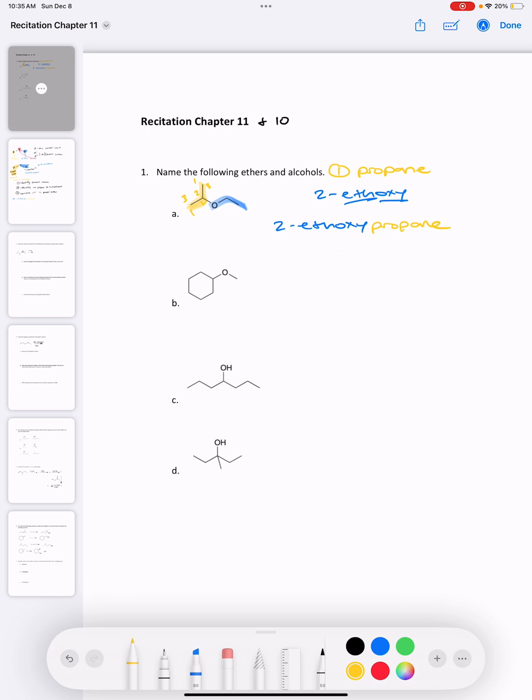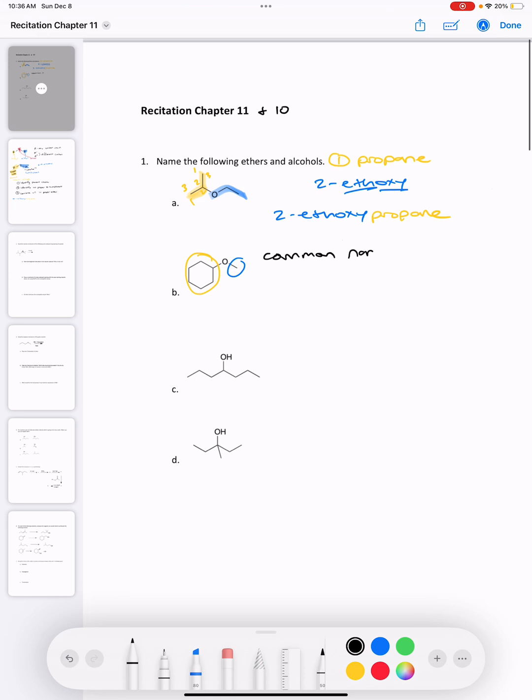I'm going to go faster through this next one, and this whole thing would be one side, and this whole thing would be the other. So for the common name here, actually, let me do this side in blue. So the common name, I'm going to do it in black. The common name would be cyclohexyl, because that whole thing is cyclohexane, but when it's a substituent, we drop the ane and make it yl. And then methyl, because that's 1 carbon, so that's methane. We drop the ane and make it yl. And then ether for the oxygen in the middle.